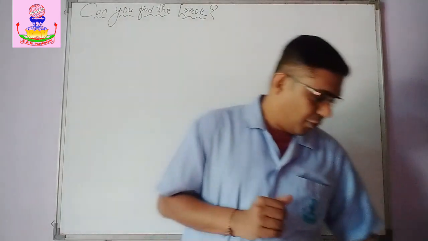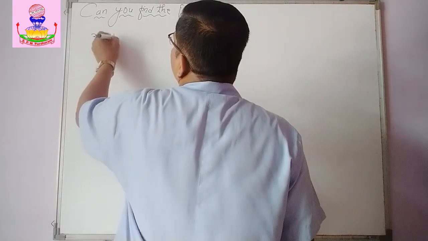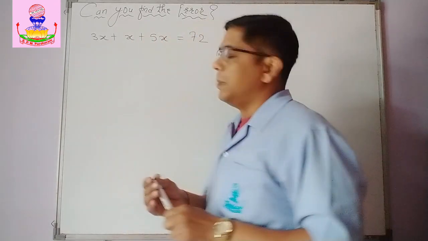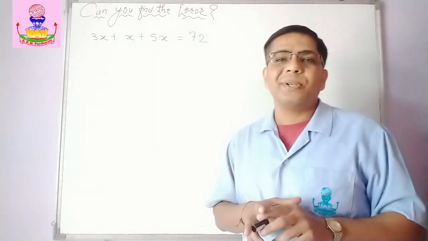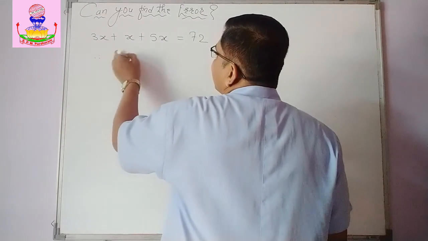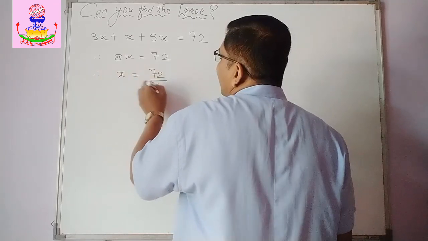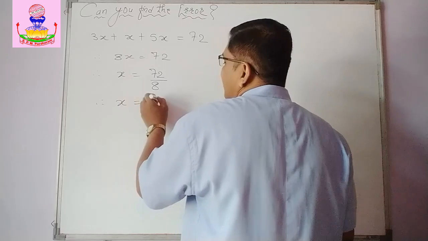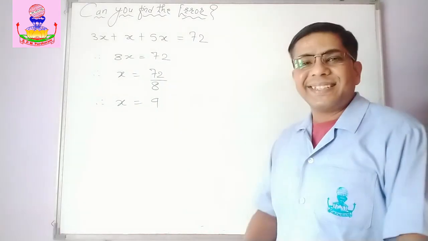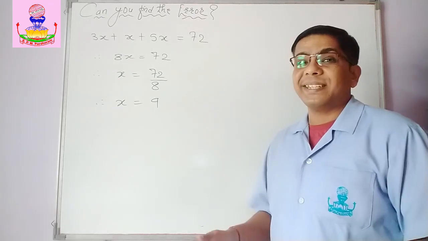Okay, so for example, 3x plus x plus 5x is equal to 70. Therefore 8x is equal to 72. So x is equal to 72 upon 8. Therefore x is equal to 9. Now, what do you find? Is this example correct? You may feel it is correct, but it's not so.